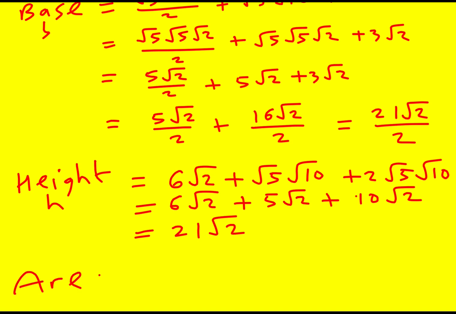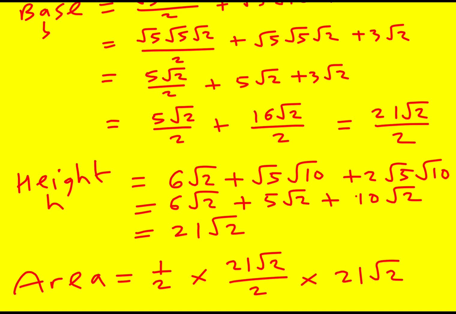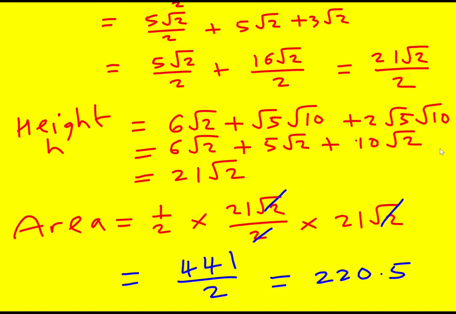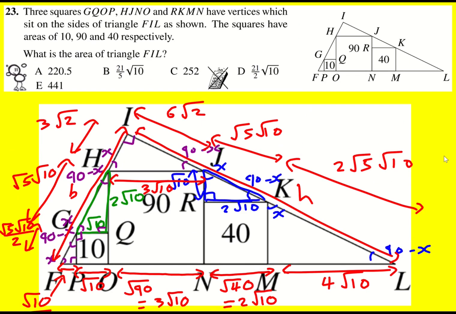So the area, finally, is going to be a half base times height, half times 21 root 2 over 2 times 21 root 2. The root 2's are going to become 2 and cancel with that one. So actually all the thirds are gone, and I've got 21 times 21, which is 441 over 2, and that's going to give me 220.5. Nice one.